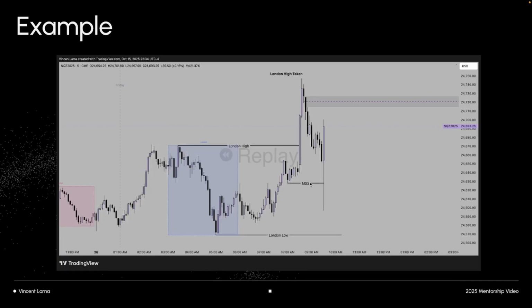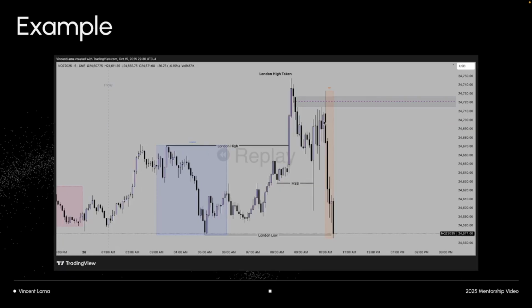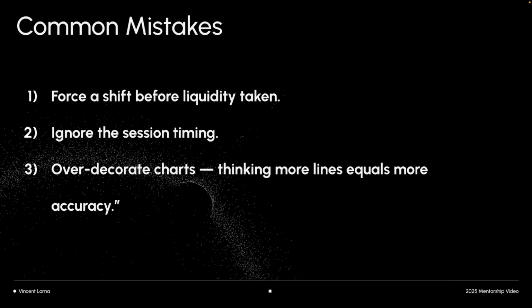We create a market structure shift right here on this 5-minute swing. And then we pull back, trapping people into buys. After that, we come and tap this fair value gap in the optimal trade entry and push down into opposing liquidity. What are some common mistakes that traders make?